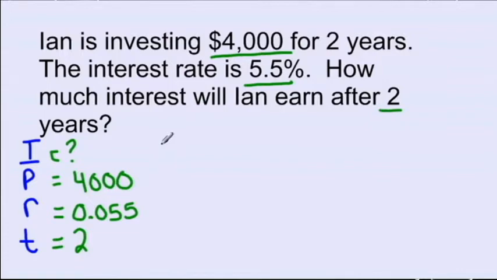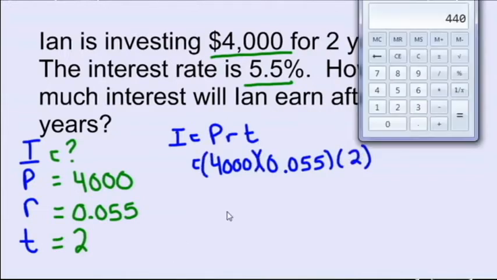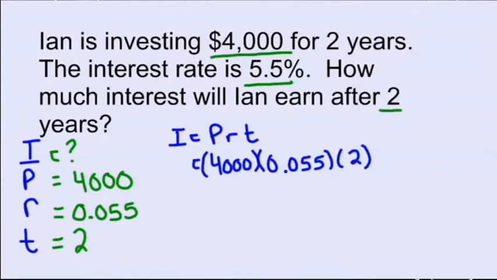We're going to plug that into our formula. Our first step is always to write out the formula. I equals PRT. Our principal is 4,000. Our rate is 0.055. And our time is 2. If we take our calculator and multiply these together, we're going to have 4,000 times 0.055 times 2, and that gives us 440.